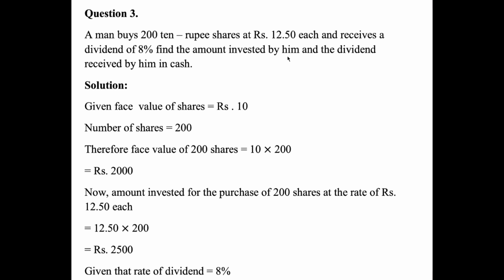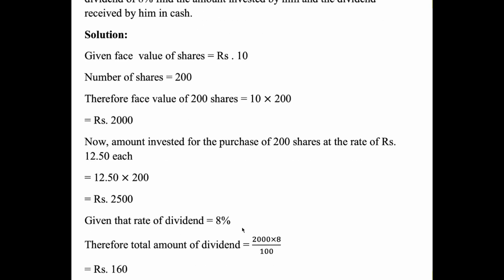So here the face value is rupees 10. How many shares are there? 200 shares. So 200 into 10, the face value of 200 shares will be rupees 2000. Now amount invested, 200 into 12.50, that is 2500. Rate of dividend is 8%.